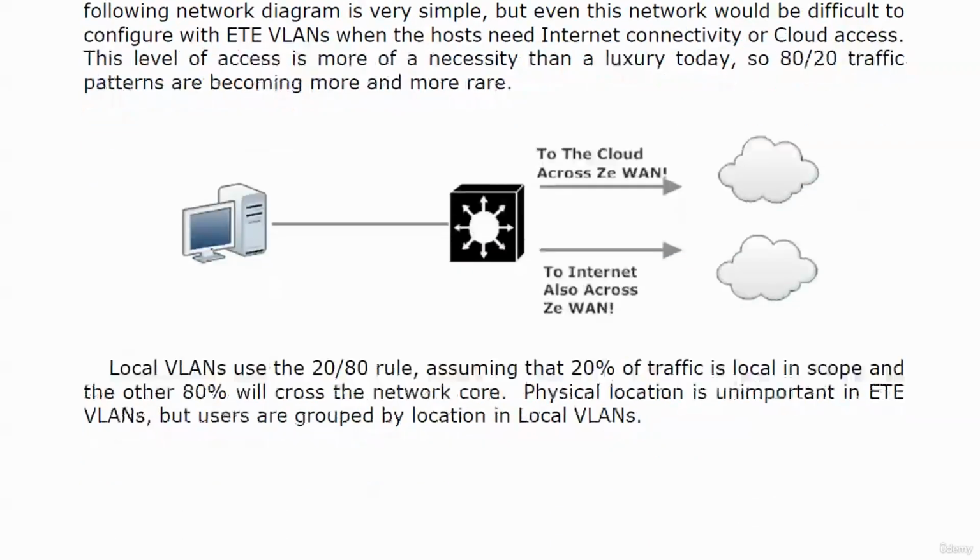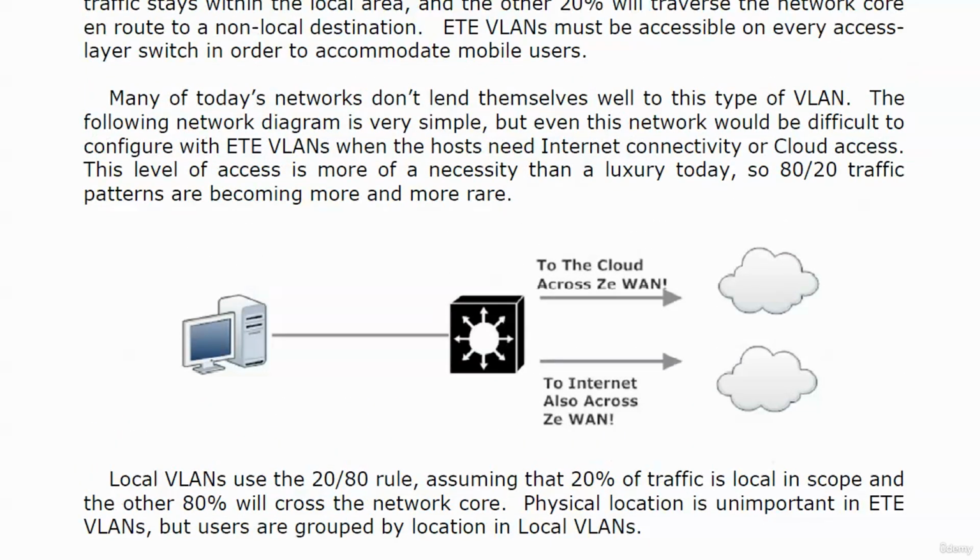And on the other side of the coin, we have local VLANs. Now they use the 20-80 rule, assuming that 20% of traffic is local in scope and the other 80% will indeed cross the network core. The physical location of the user is unimportant in end-to-end VLANs, but users are grouped by location in local VLANs. I've seen them called geographic VLANs, not very often, but I think I saw that in a Cisco PDF on their website once, stuck in my head apparently. But that's really all we're going to do with these particular VLAN types.